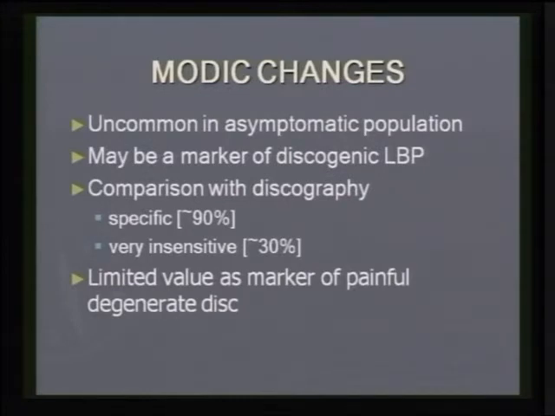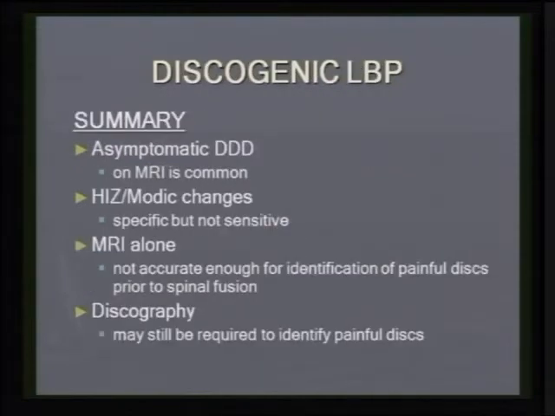When we compare Modic changes with discography, again, we find a very high specificity. So a disc with Modic changes seen on MRI, injected at discography, is very likely to be a painful disc. But again, as with the high intensity zone, it has a very low sensitivity of around 30%, and therefore again has a limited value as a marker of painful disc degeneration.